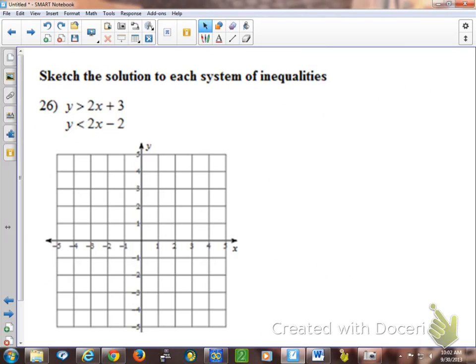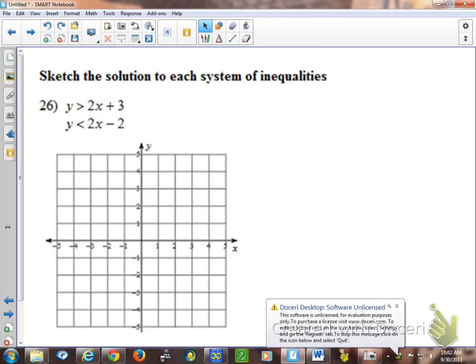All right, this one, graphing inequalities. You're just going to graph them like normal lines, but then at the end, you're going to have to shade. What's the y-intercept of the top line? 3. What is the slope? 2 over 1, so up 2 over 1. Connect your dots. But what kind of line should this be?